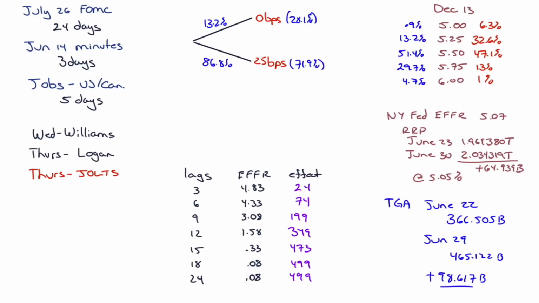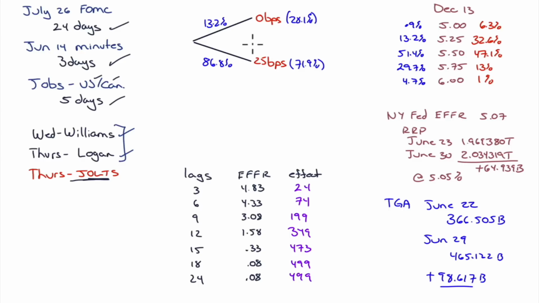Okay, next FOMC is this month, 24 days away. We're July 2nd, it's July 26th. We get the minutes from the last meeting in 3 days, and jobs reports both for the US and Canada in 5 days. And in 4 days, we get JOLTS. Normally, we get that earlier in the week, but Tuesday is July 4th, so it is delayed. Light week on Fed speak. Wednesday, you have Williams. Thursday, you have Logan.